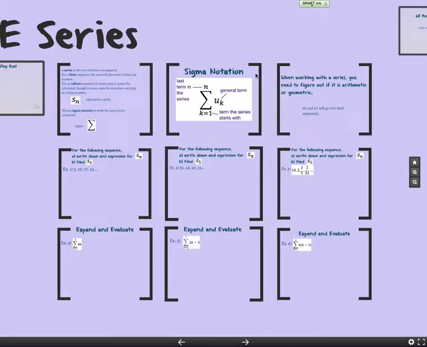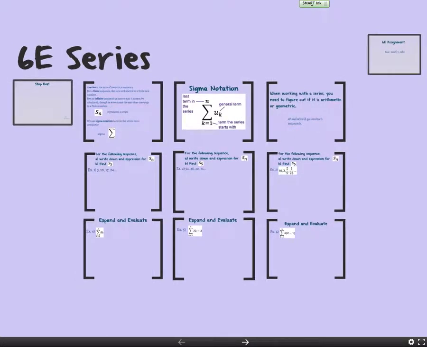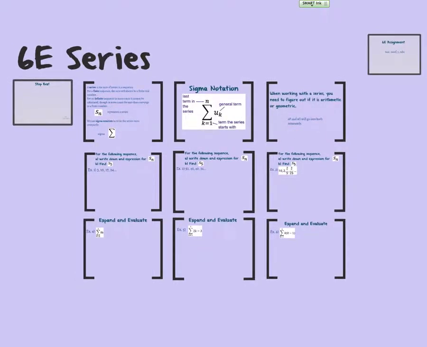We are going to talk about series today, and so we're going to talk about series basics. We're going to talk about sigma notation. And the challenge today is that we don't know if these things are arithmetic or geometric, and that will be sort of the challenge.